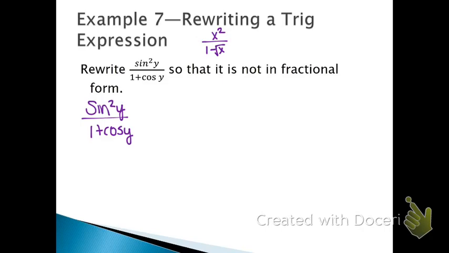Conjugate. We would multiply by the conjugate of it, right? And what you do to the bottom, we have to do to the top. Well, it's the same thing here. We want to get rid of 1 plus cosine of y, so we can multiply it by its conjugate. So what's the conjugate of 1 plus cosine? 1 minus cosine. What you do to the bottom, do to the top.